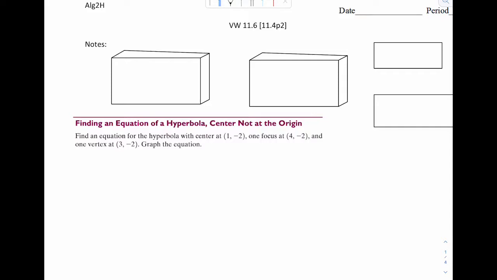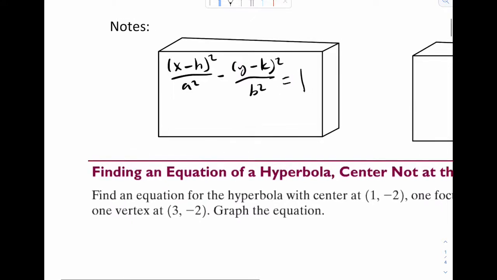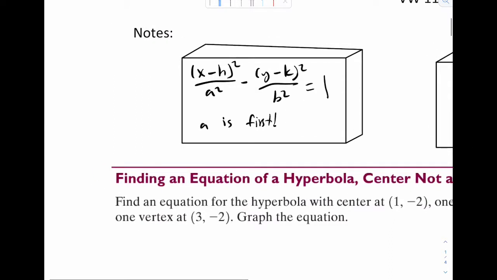Welcome to VW 11.6. Today we'll be finishing up our study of hyperbolas. So first, let's recap our formulas. We have x minus h squared over a squared minus y minus k squared over b squared equals 1. Remember that a is first. And if a is first and under the x squared, that means it must hit your x-axis. So it'll be oriented like this. So we'll put that hits x-axis.